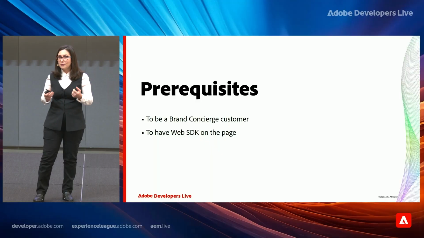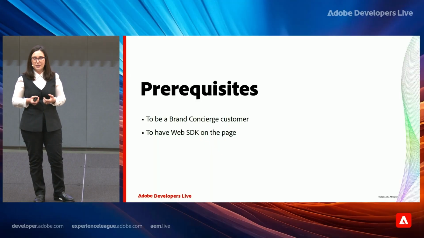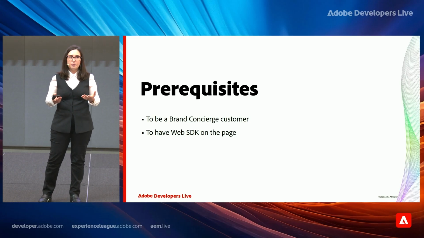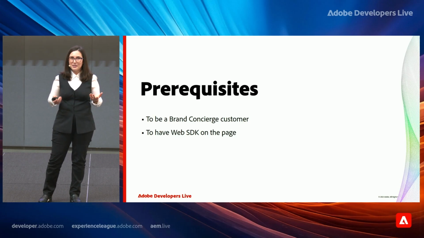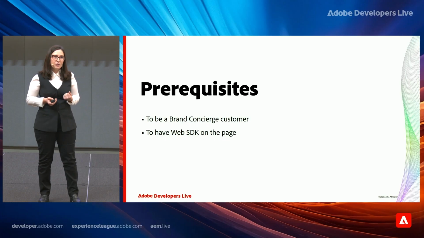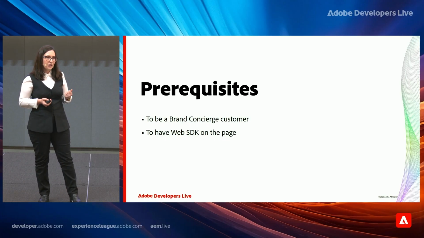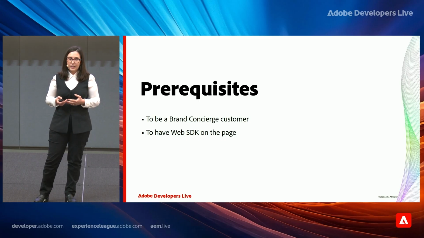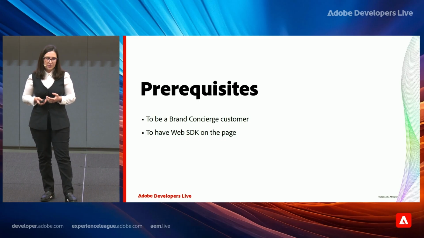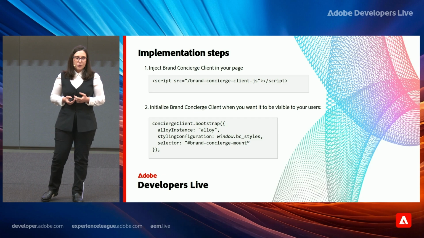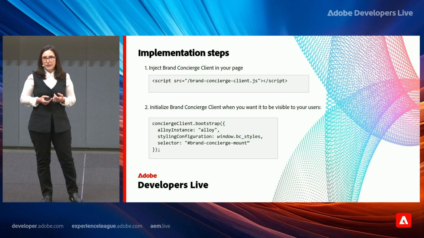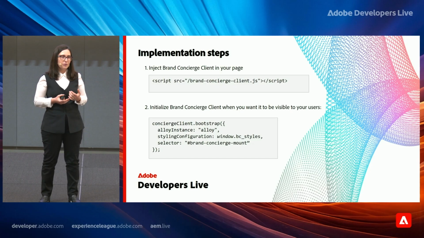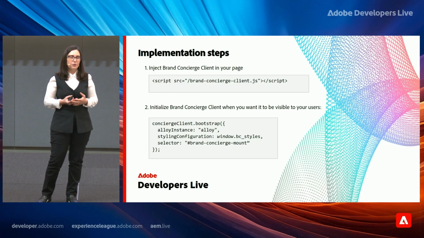So obviously, this is really cool, and you might ask yourself, how much effort would it take to implement it on your page? And it's simple. As a prerequisite, you need to be a Brand Concierge customer and to have Web SDK on the page. Then, as part of implementation details, you need to inject the Brand Concierge client on the page, and then initialize the Brand Concierge client when you want it to be visible for your users.